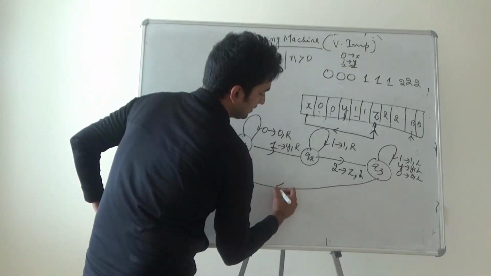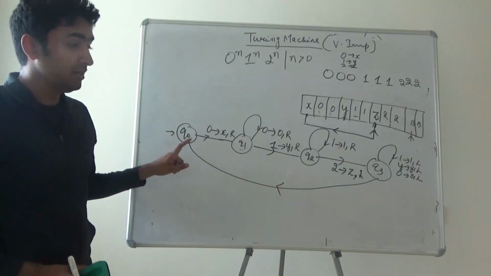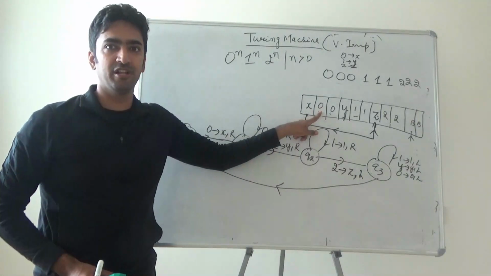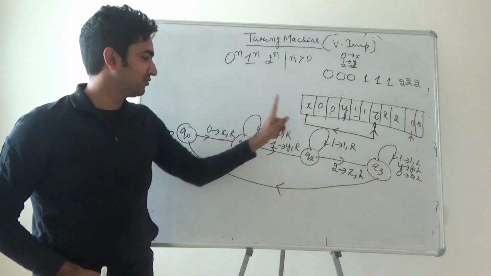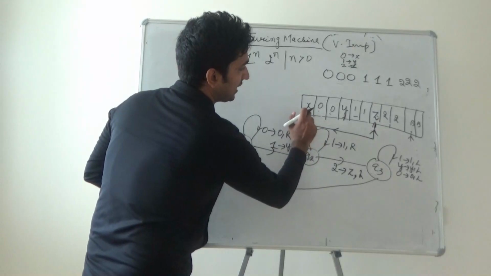I have to start the same process. That's why I have gone to Q0. Why? Because from this x you can start the same process by encountering values. So you have to convert this 0 to x. So this starts from Q0, and I am at x.